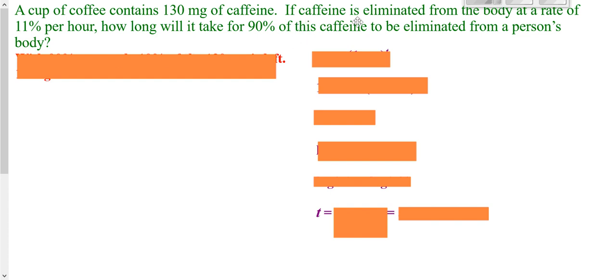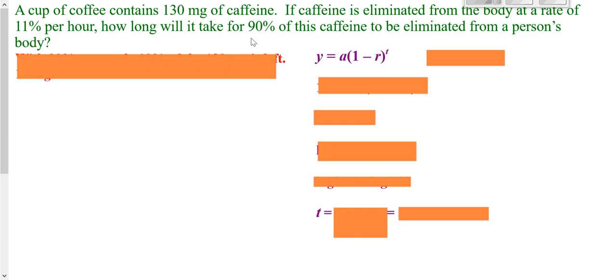Caffeine is eliminated from the body at a rate of about 11% per hour. So how long does it take for 90% of the caffeine to be eliminated from a person's body? I would say this is not exactly scientific, so I would deal with the non-scientific. Since the amount of caffeine is going down, we know it's decay, so that's why we're doing the one with the minus R.